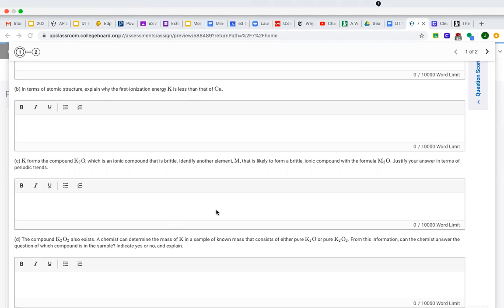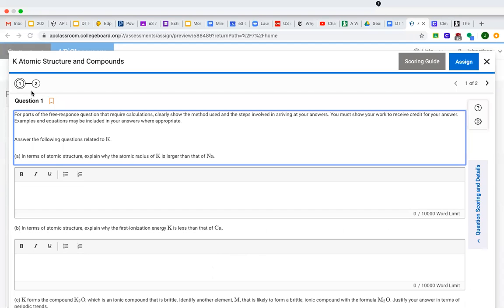Yeah. And from that, you could see if it's K2O or K2O2. Yeah, provided that you've got the mass of the whole sample. If you can get the mass percent, then you're good to go, because it's a sample of known mass. Yep, exactly. So you can just use your mass percent. Okay, let's move on to question 2.